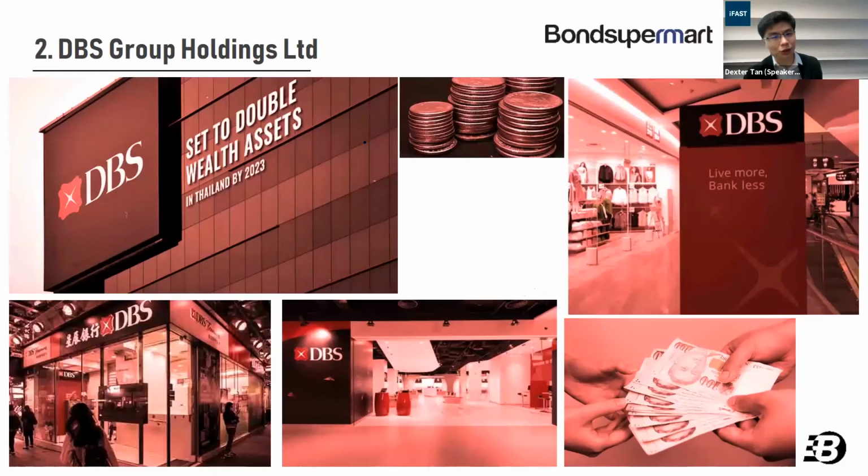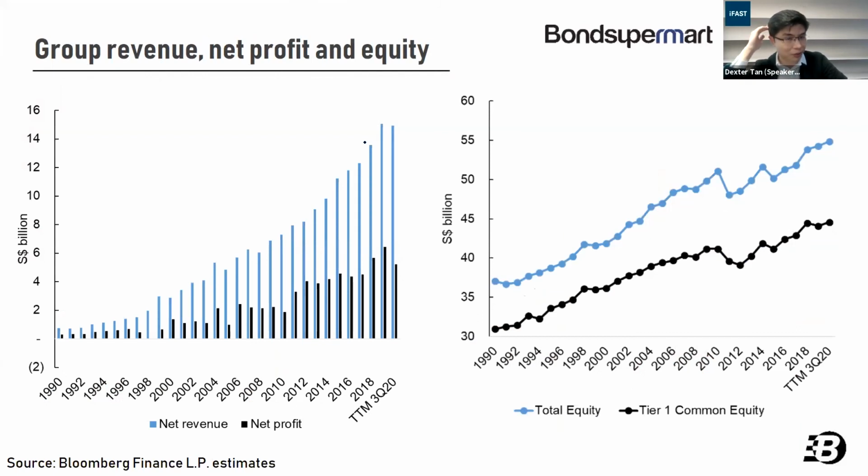So another issuer which we have is DBS. I think all of us are quite familiar with this one. DBS is one of the biggest banks in Singapore. Revenue has been going up since 1990, so it's doing well. As mentioned earlier, it's a high investment grade rated company.